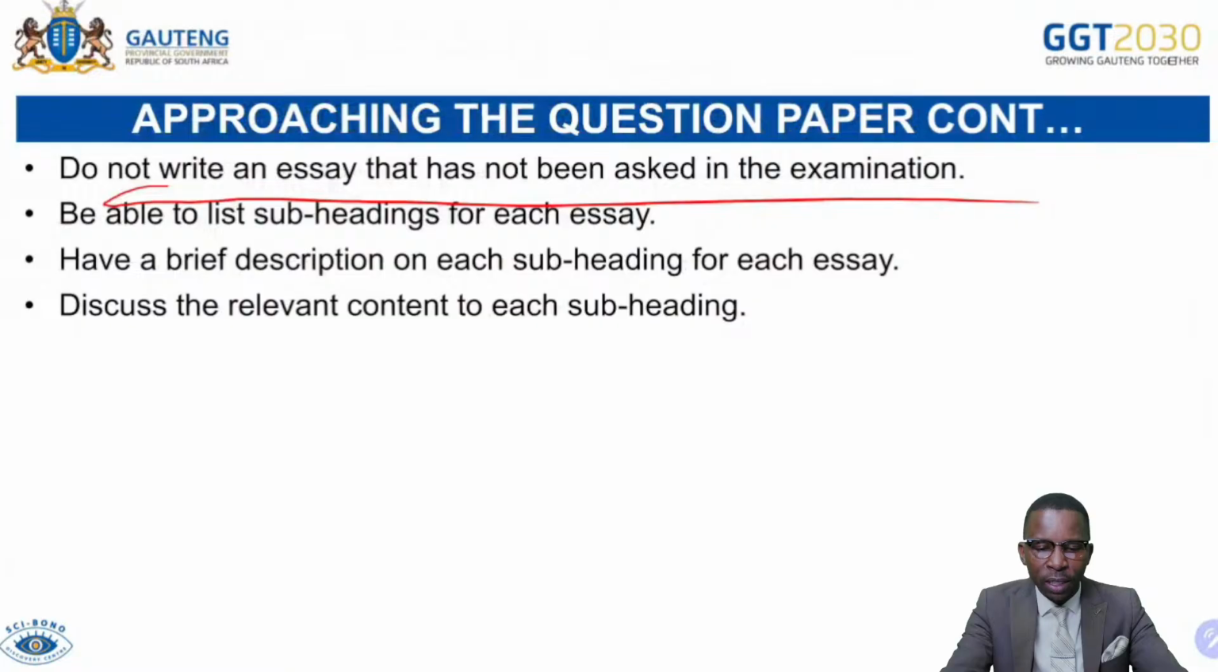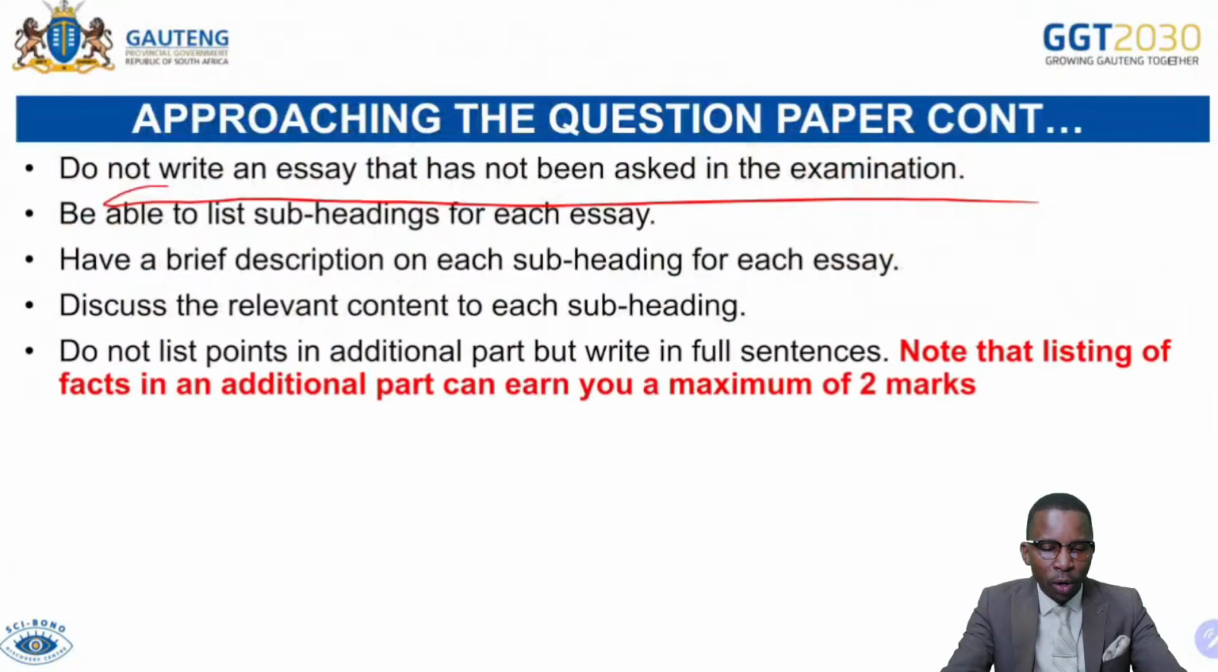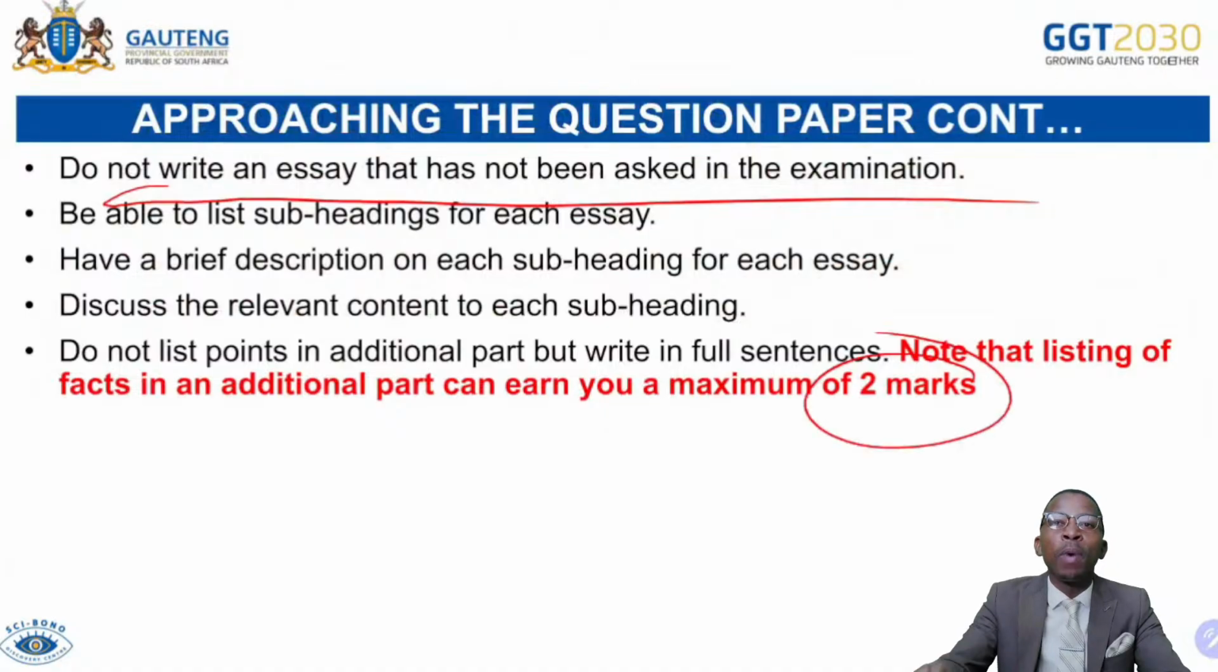Discuss the relevant content on each subheading. Ensure that you discuss content that is relevant, not irrelevant content. Then do not list points in the additional part. If you are doing the additional part of your essay, you don't list, but you write in full sentences, because if ever you list, you will get a maximum of 2 marks if that listing is correct. Should it be wrong, you get 0. So ensure that you do the right thing.